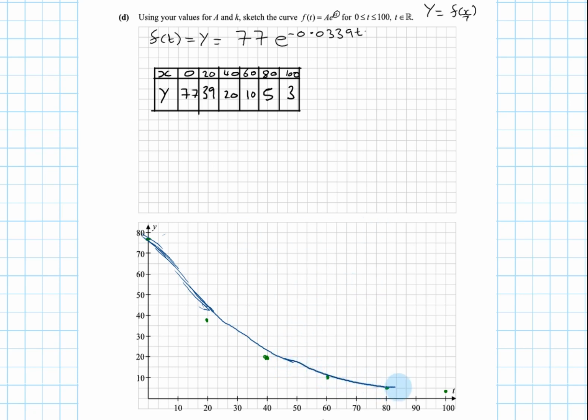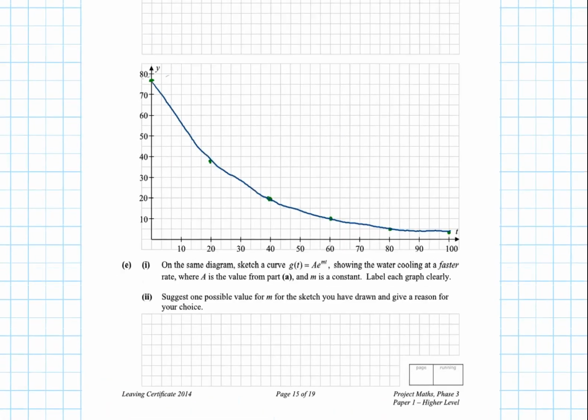So something like this. Or if I do it slightly better, you can see that there's definitely a curve in it. And there's barely any difference between 80 and 100. There's only 2 degrees. Right at the first 20 minutes, it drops by 38 degrees. So there's a huge difference at the beginning and only small differences at the end. So that's simple as that. Probably another 10 marks there.